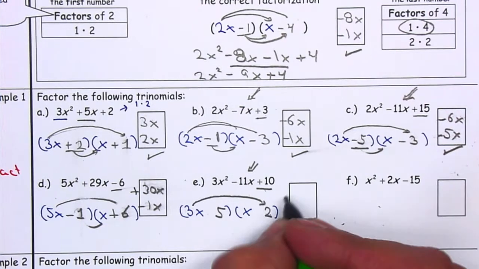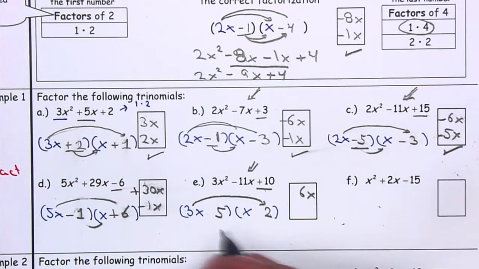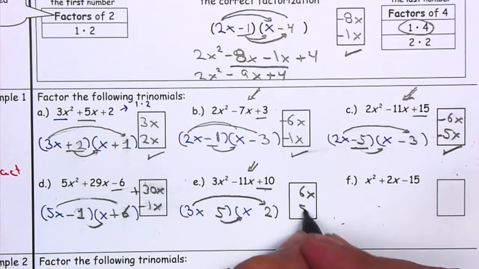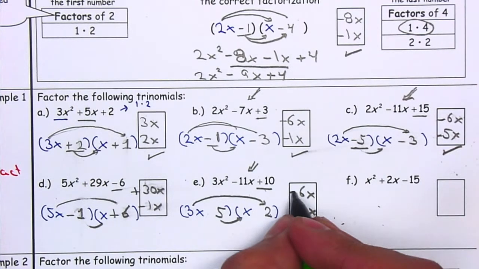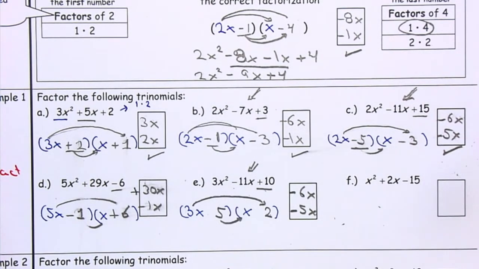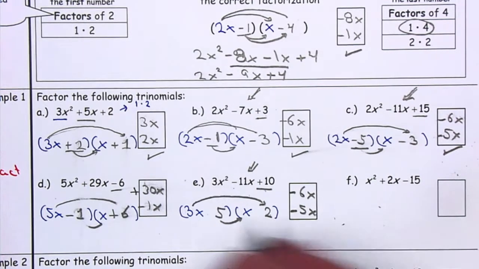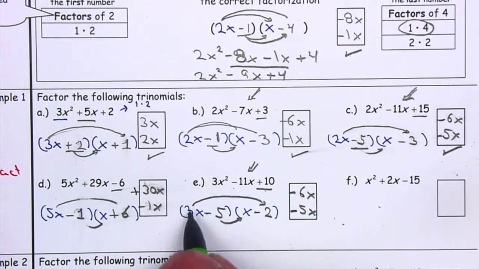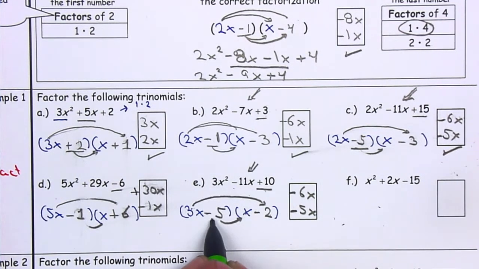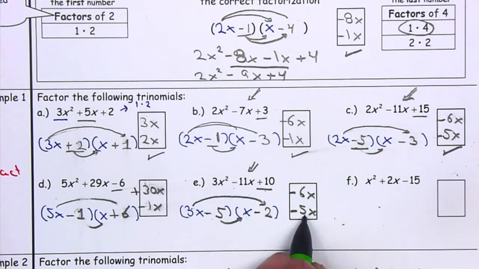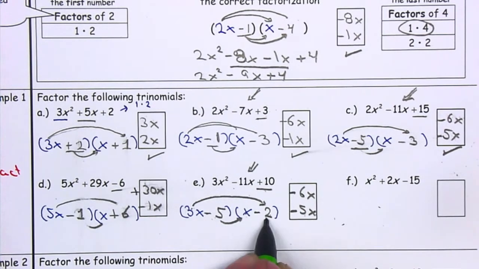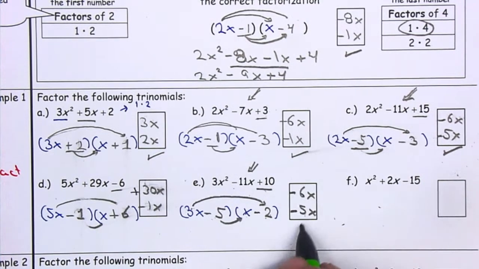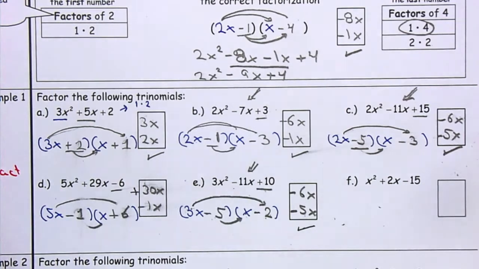Multiply that out, that gives me 6x. Multiply this out, gives me 5x. And they both have to be negative in order for me to add them and give me negative 11x. Right? 3x times x is 3x squared. 3x times negative 2 is negative 6x. Negative 5 times x is negative 5x. And negative 2 times negative 5 is positive 10. When I add them, it gives me negative 11x.